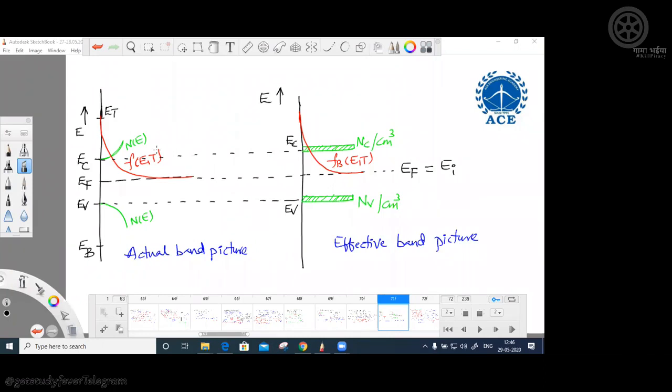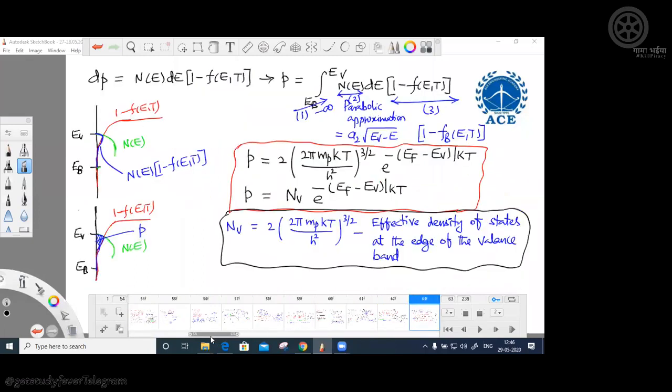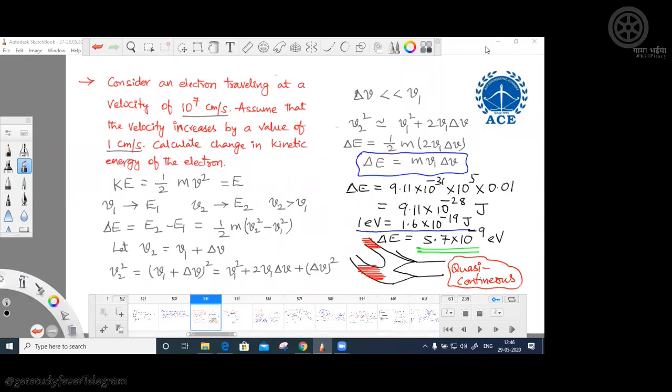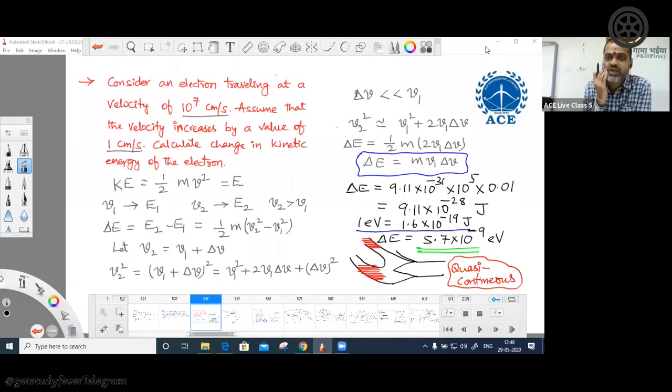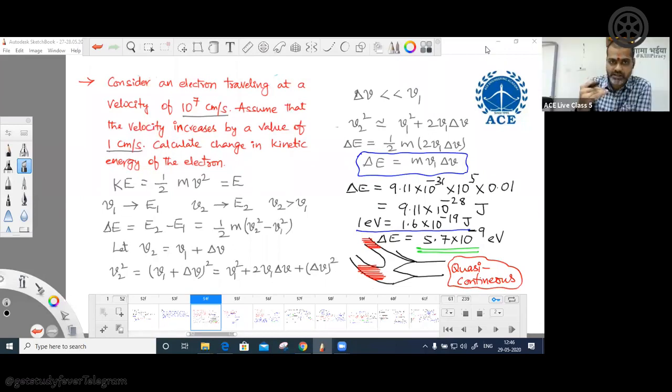Sir, on page 54, you said about quasi-continuousness. Why did you mention that here? I didn't get it. Continuous means, with respect to energy, that you don't find any discontinuity. Means there is no gap. Suppose there is one energy level and another energy level.